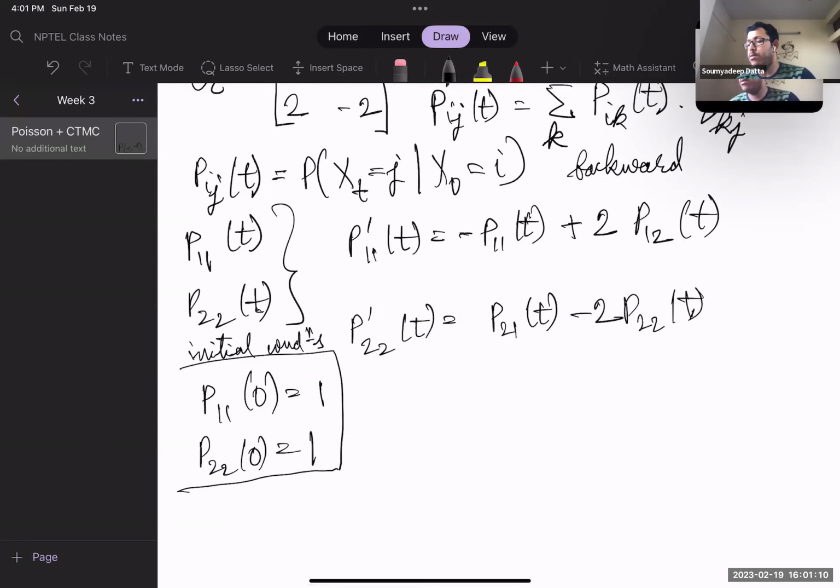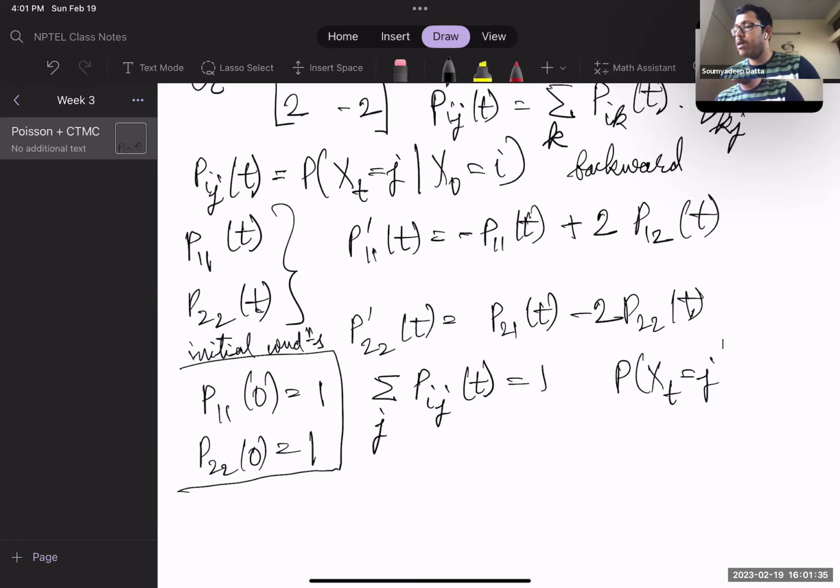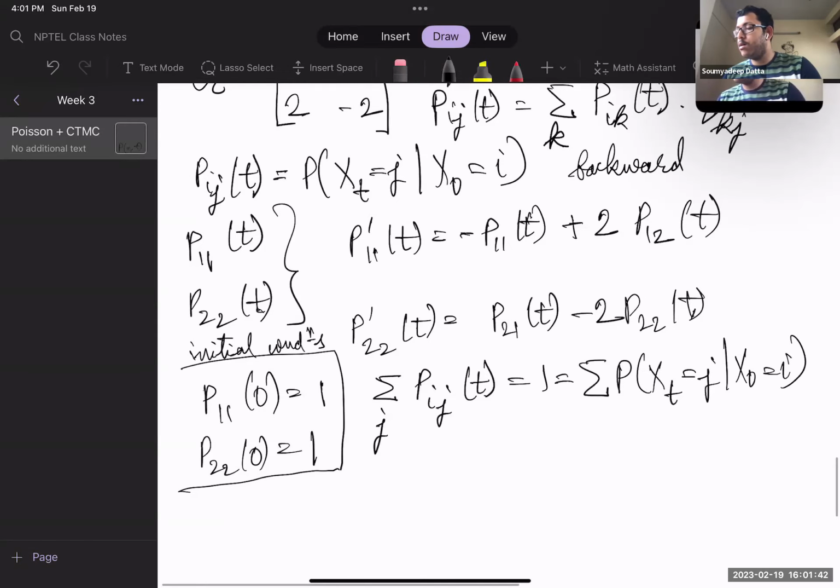We should also remember, and this is again common sense, that the sum of all transitions at any time t doesn't matter what the state i is. The sum over all j has to be equal to 1, right? This is the probability that X_t is equal to j given X_0 equal to i. If we sum it over all j's, we should cover every possibility. It will either go to itself or go to some other state in the state space. It cannot go anywhere beyond that. So this we have to keep in mind.